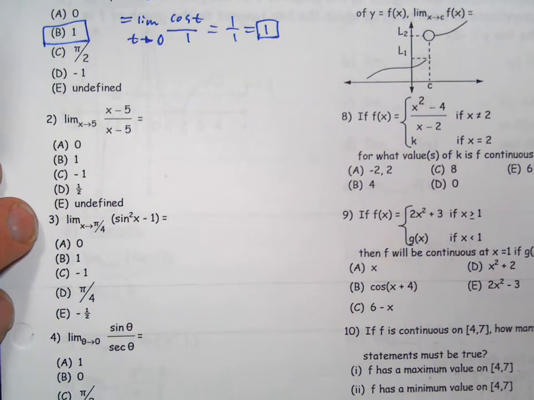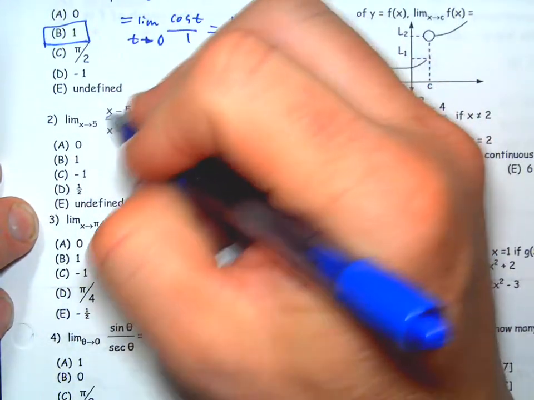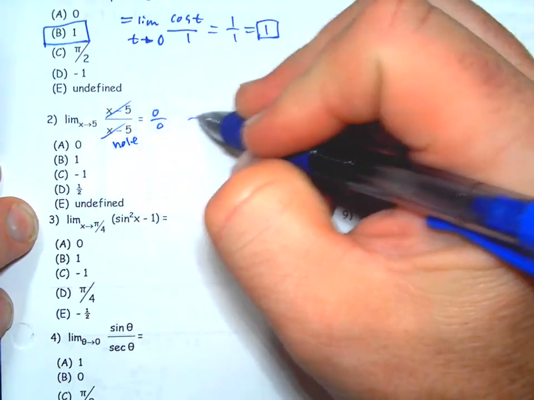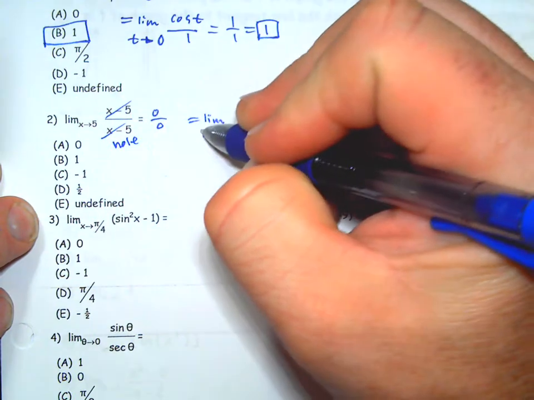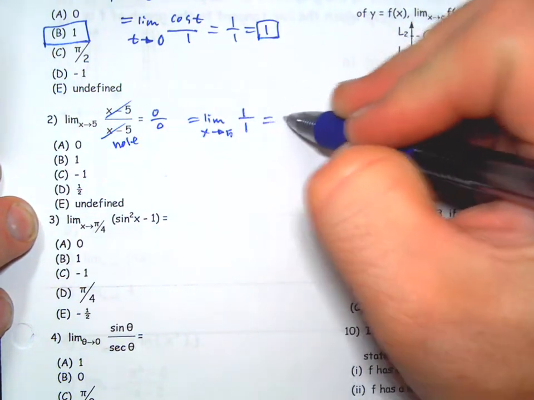Number 2, if you plug 5 in, you get 0 over 0, which means there's probably a hole, and the hole is very apparent here. So the graph actually is the same as the limit of the simplified form, which is 1 over 1, which is just going to be 1 no matter what.